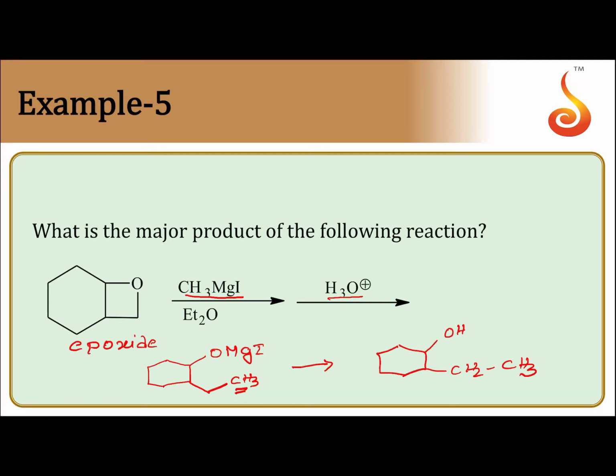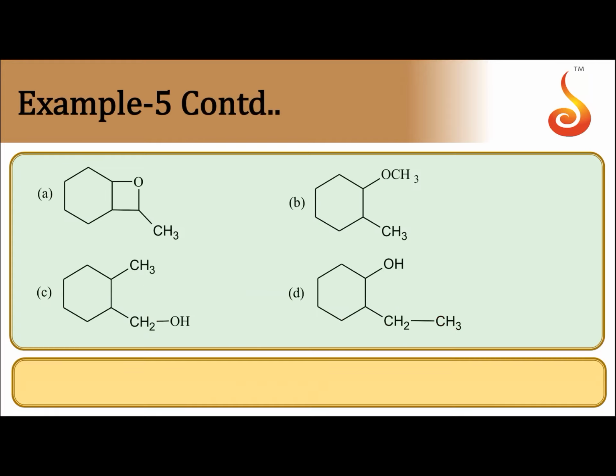What is the major product of the following reaction? The epoxide is treated with Grignard's reagent followed by hydrolysis. The epoxide addition takes place. Substitution here is SN2 mechanism. So the R minus attacks from the less sterically hindered side. So you will get this compound, which on hydrolysis will give this final product.